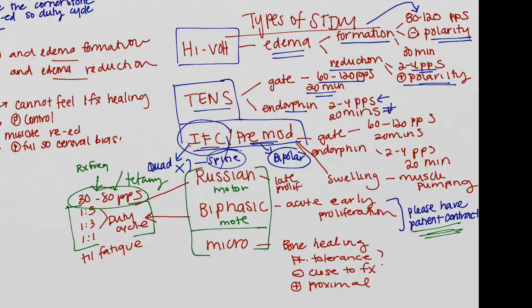So in terms of biphasic, it's the more comfortable waveform. And so for those reasons, it's suggested that it's best to use in the acute and the early proliferation phases. And then we progress to Russian, which is a more uncomfortable waveform. It's more uncomfortable for your patient. So we progress to Russian in late proliferation and maturation phase, right, you guys?